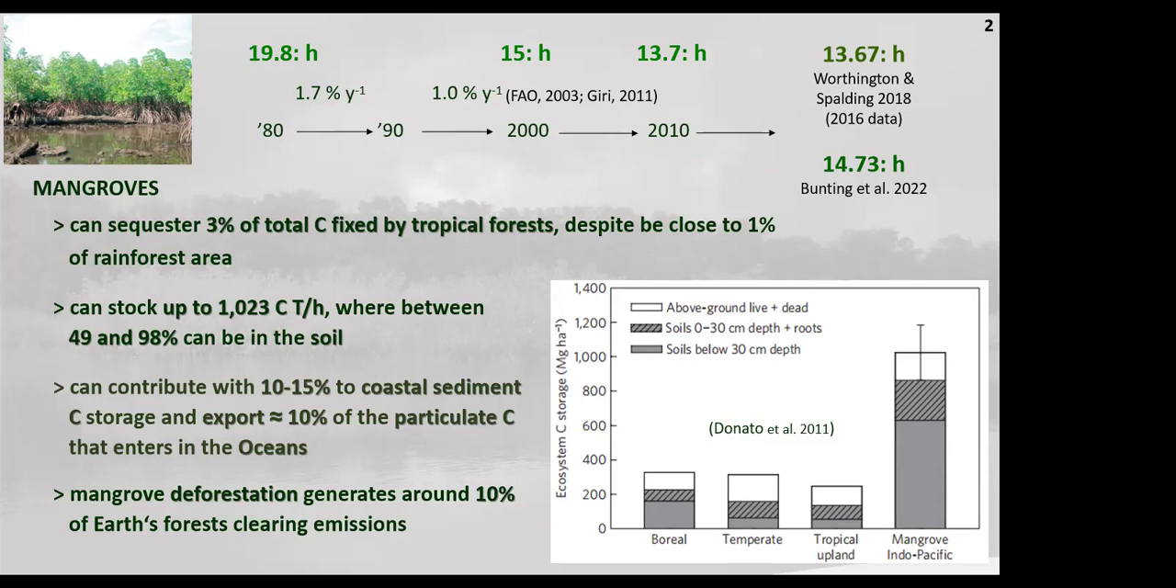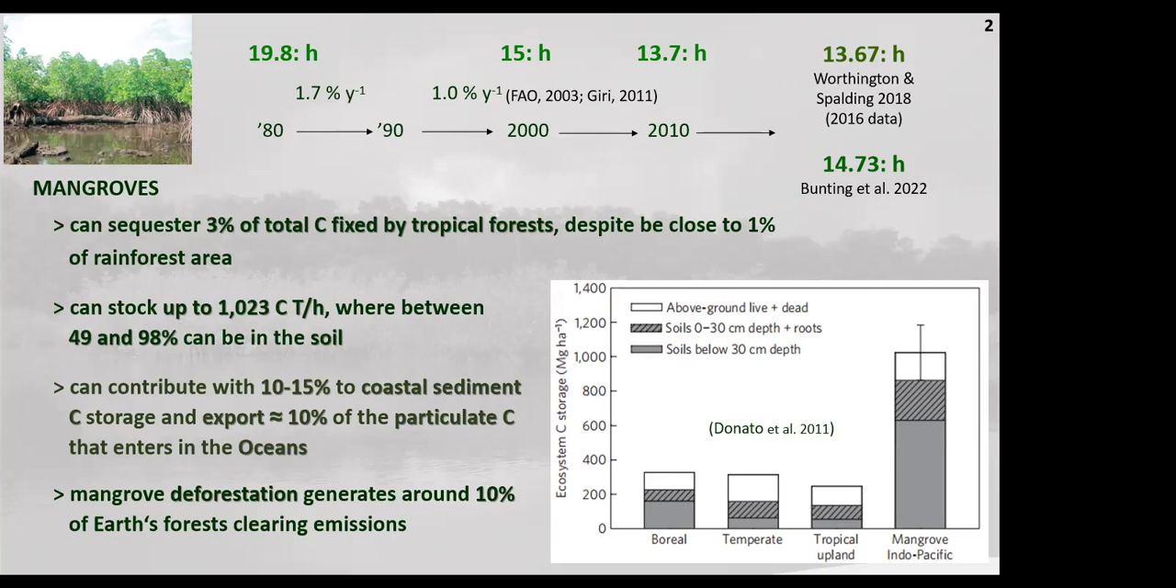So this huge amount of carbon accumulated in mangroves means that when mangroves are deforested or degraded or destroyed, they generate huge amounts of carbon emissions to the atmosphere. These emissions can reach around 10% of the Earth's forest clearing emissions.